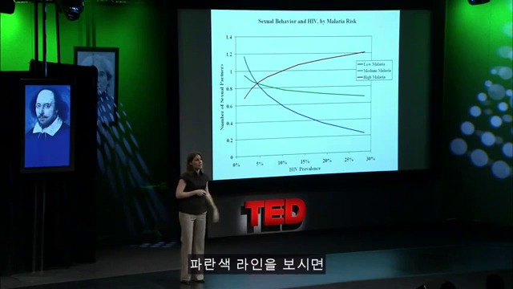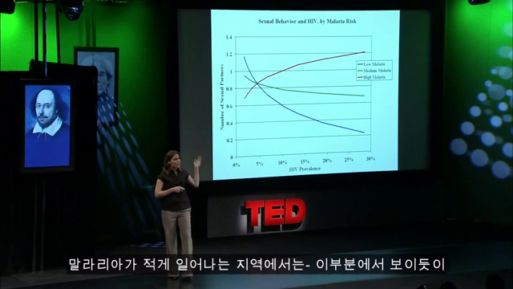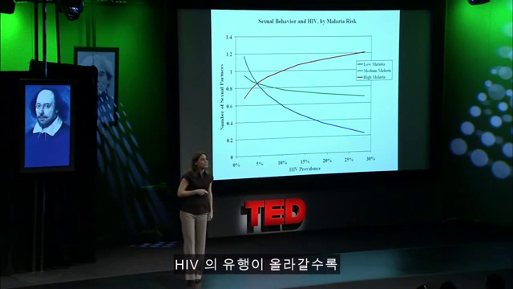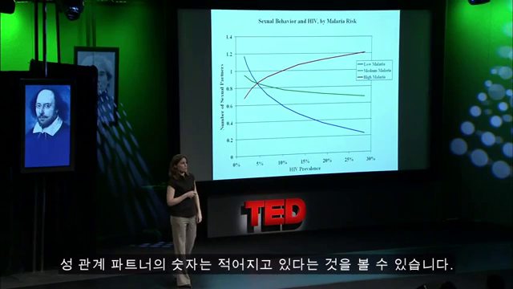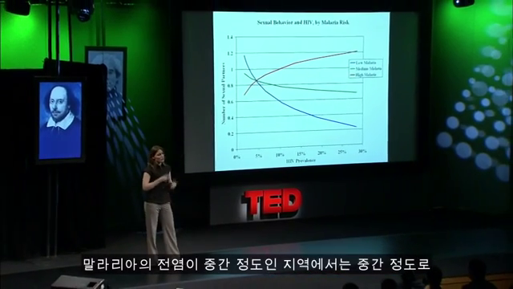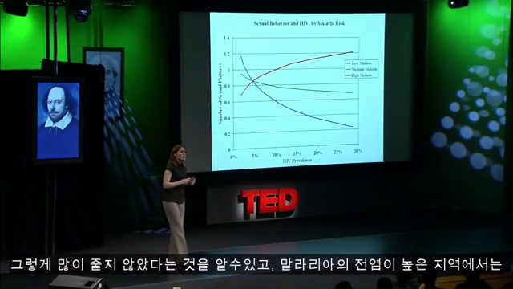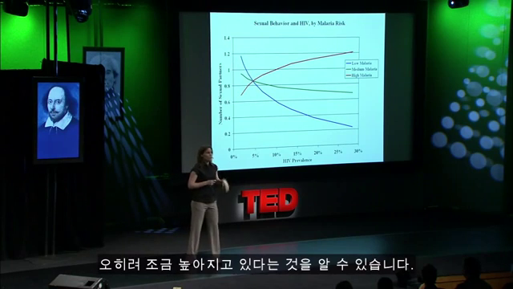If you look at the blue line, the areas with low levels of malaria, you can see in those areas, actually, the number of sexual partners is decreasing a lot as HIV prevalence goes up. Areas with medium levels of malaria decrease some, but it doesn't decrease as much. In areas with high levels of malaria, actually, it's sort of increasing a little bit, although that's not significant.